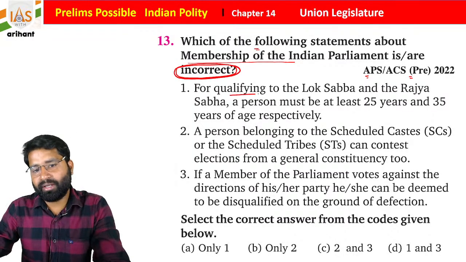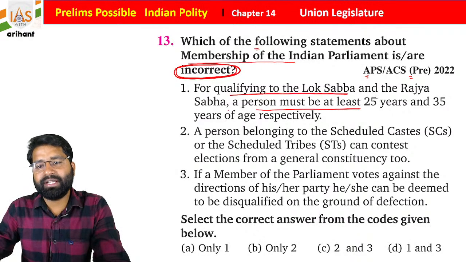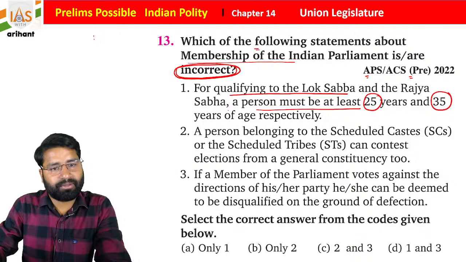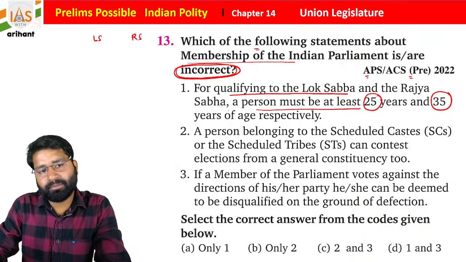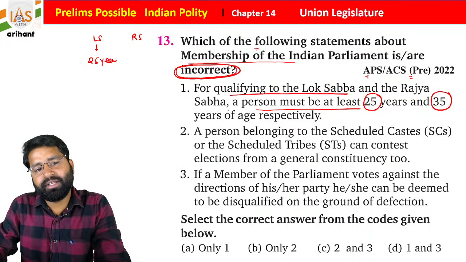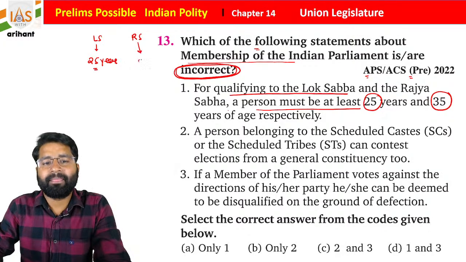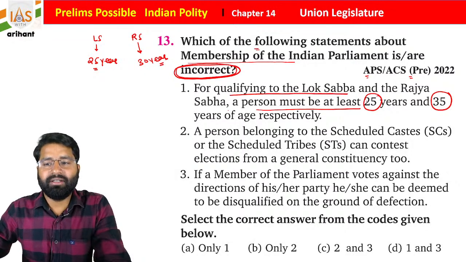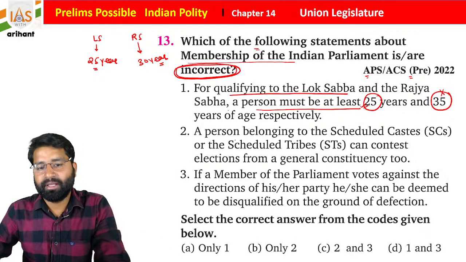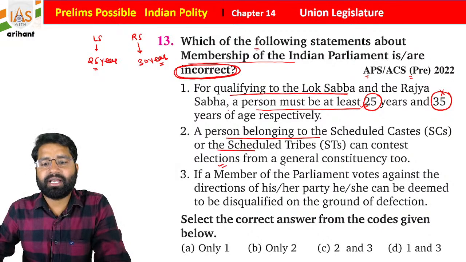Okay, for qualifying to Lok Sabha and Rajya Sabha, a person must have completed at least 25 years and 35 years respectively. So if someone wants to be a member of Lok Sabha or Rajya Sabha, what is the age qualification? If someone is 25 years old, he can be a member of Lok Sabha. If someone is 30 years old, he can be a member of Rajya Sabha. So automatically one portion is correct, but another portion is incorrect. So this is incorrect.